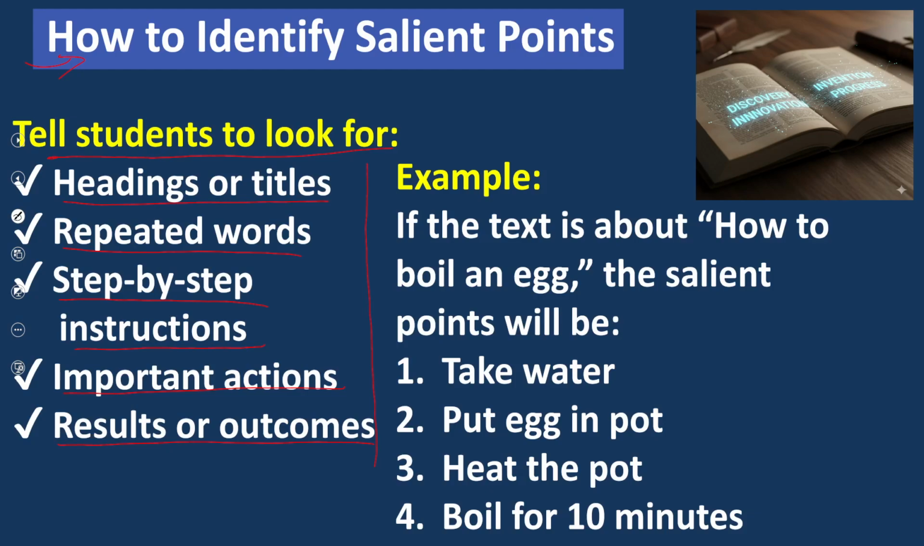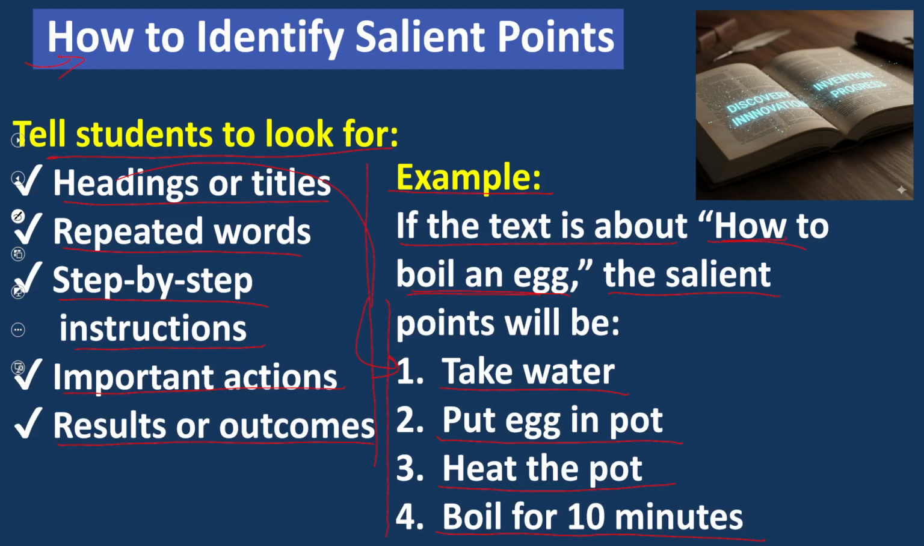For example, now look at the example. If the text is about how to boil an egg, the salient points are like this: take water, put the egg in the pot, heat the pot and boil for 10 minutes. These are the main points. First of all, look at the title. The title is How to Boil an Egg. This is the heading. Then the repeated words: egg, egg, boil, minutes, pot, pot.